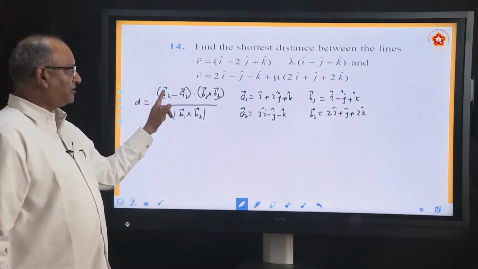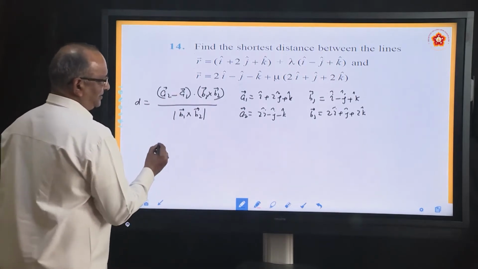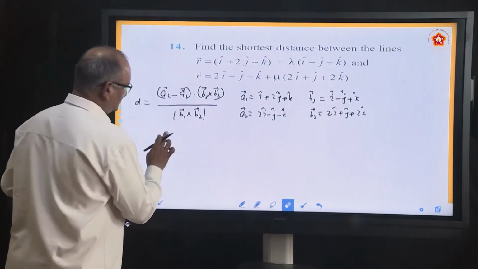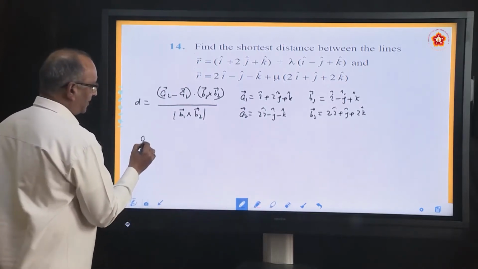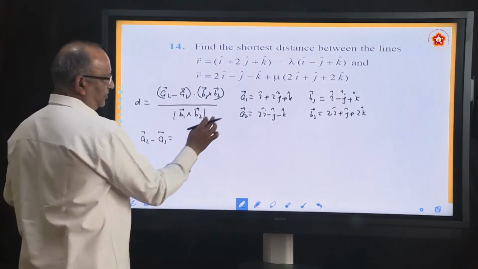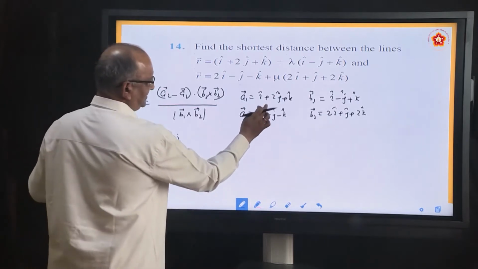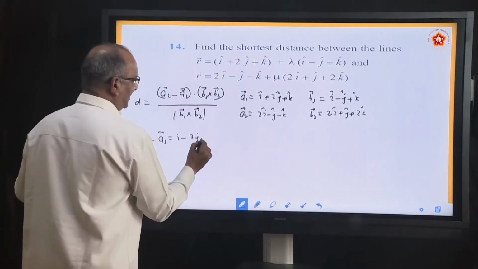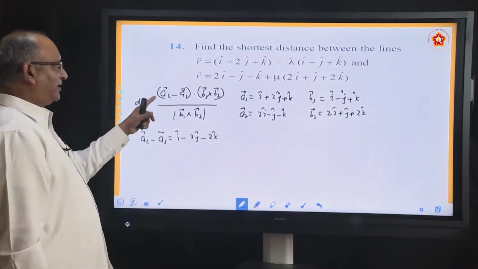Now slowly find out part by part. What I mean is, first find out what is A2 minus A1. It is a very simple thing, simple subtraction. From A2 subtract this: 2i minus i is i, minus j minus 2j is minus 3j, minus k minus k is minus 2k. We got A2 minus A1.